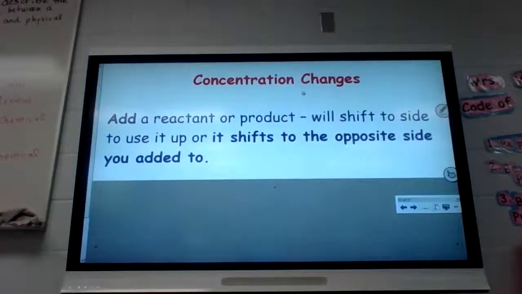All right, so we can do two things with concentration. We can either add it or remove it. So the first rule is to add. We can either add a reactant or product, or we can take it away. So if we add a reactant or product, it will shift to the side to use it up, which means it shifts to the opposite side you added it to. If you add something, you have to use it up. So it shifts to the opposite side that you added it to.